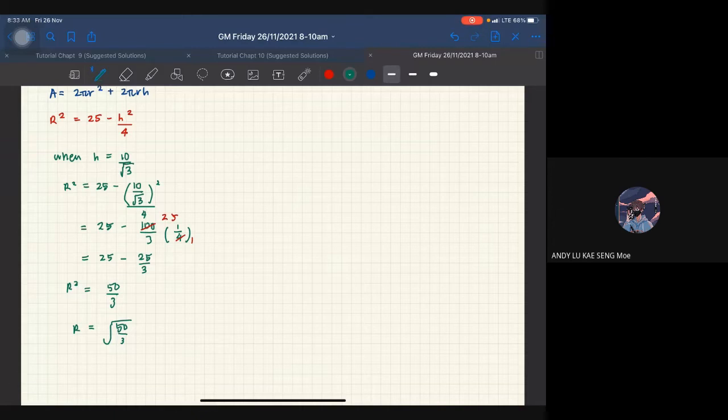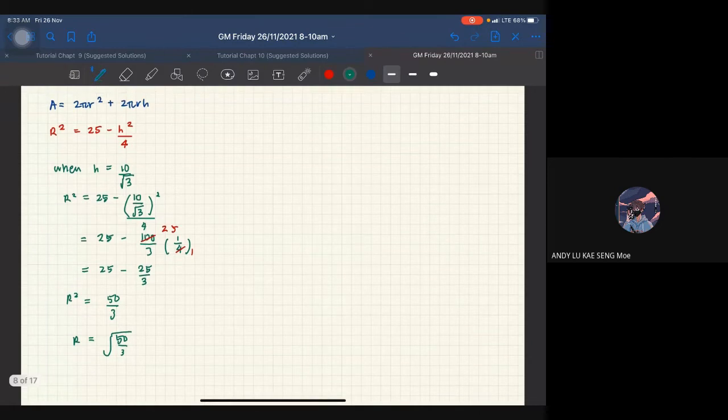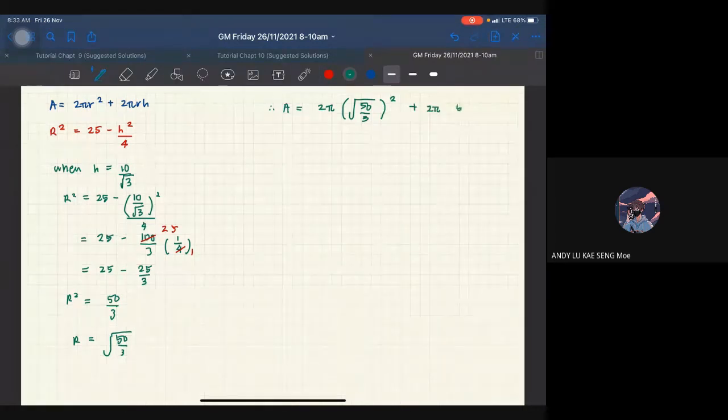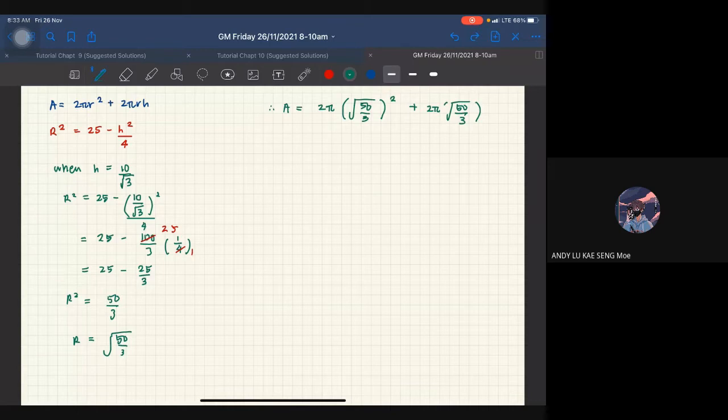So area kita akan dapat 2 pi, R is 50 over 3 square root. Ada square kat luar. And then plus 2 pi, R is again 50 over 3 square root, and then multiply with H. H kita adalah 10 over cert 3. Okay, so cuba tekan terus pakai calculator. Awak dapat apa kat sini? You cancel out.